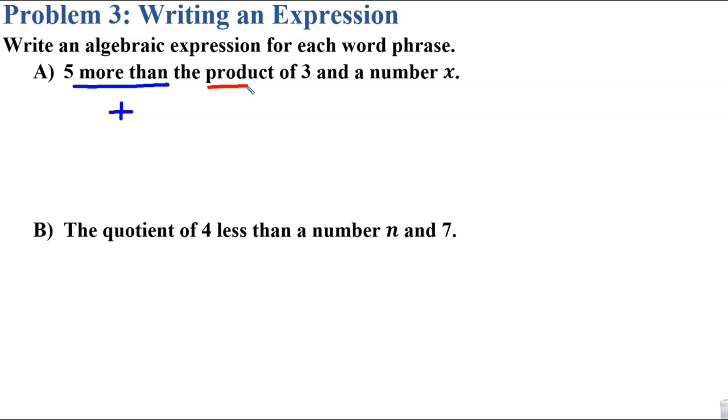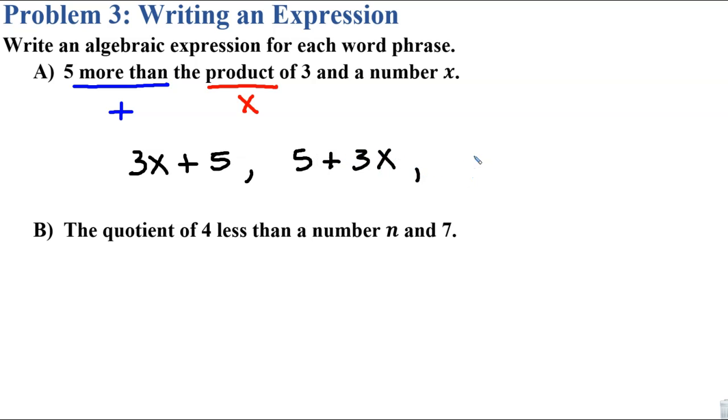And then when you see product, think times. So the product of 3 and a number x, in other words, 3 times x or 3x. So when I go to write this answer out, 5 more than the product of 3 and x, I can just say 3x plus 5. 5 more than the product of 3 and x. It'd be equally correct to write that as 5 plus 3x.